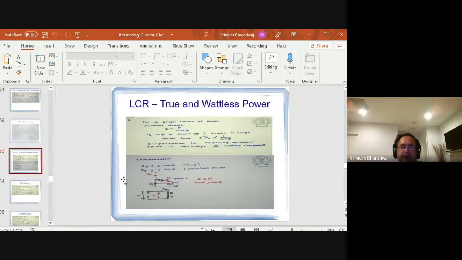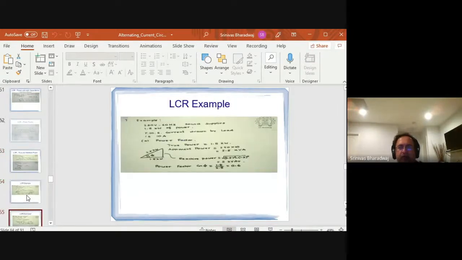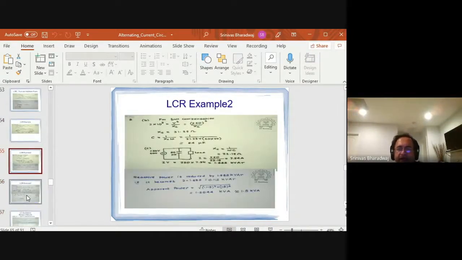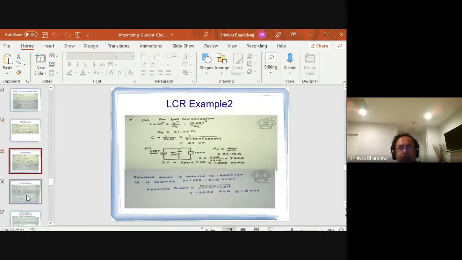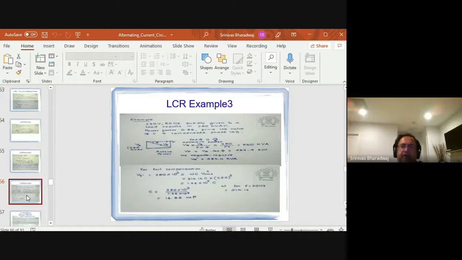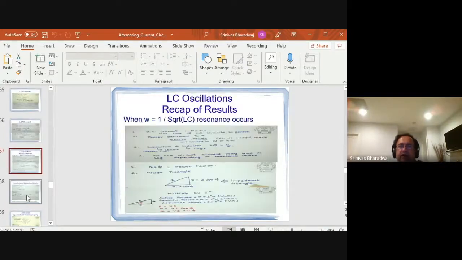That's as far as LC circuits go. My suggestion is you take some time and do some problems, download our app, or otherwise just go on the website and do some problems. When you do problems, only then will you know all this material well. And if you do very well, everybody will benefit, including your family.